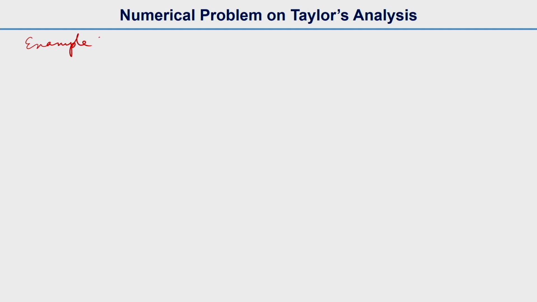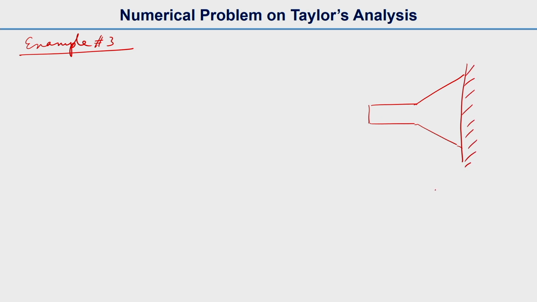We have one more problem on Taylor's analysis. Let's say we have example number 3. This is on Taylor's analysis. As we know, Taylor's analysis assumes a conical shape of the deformed bar. So we have a copper material, and the initial length of the bar when it hits the target was the initial length L0.